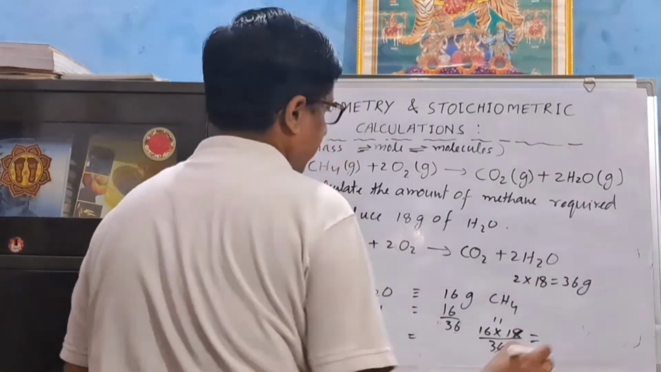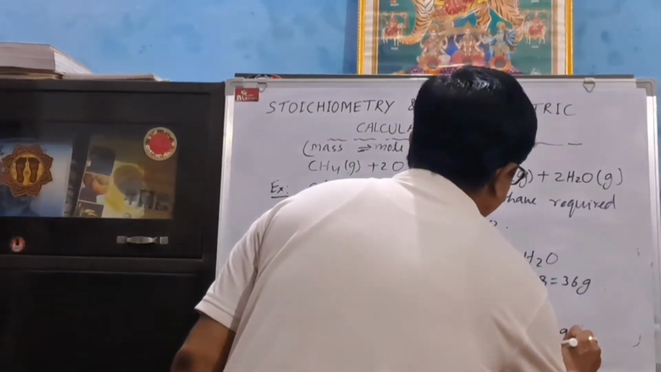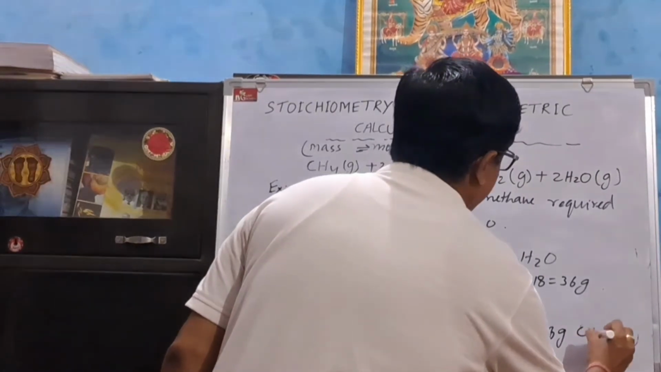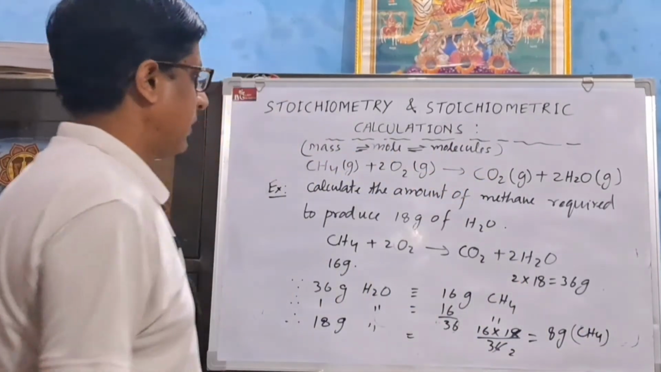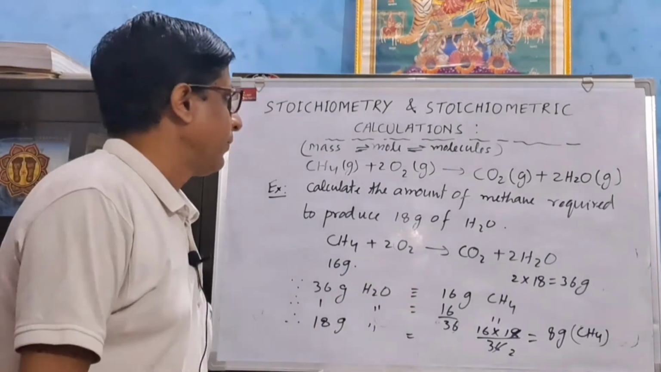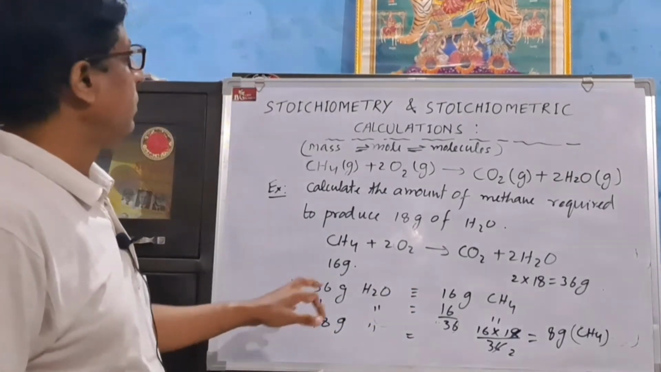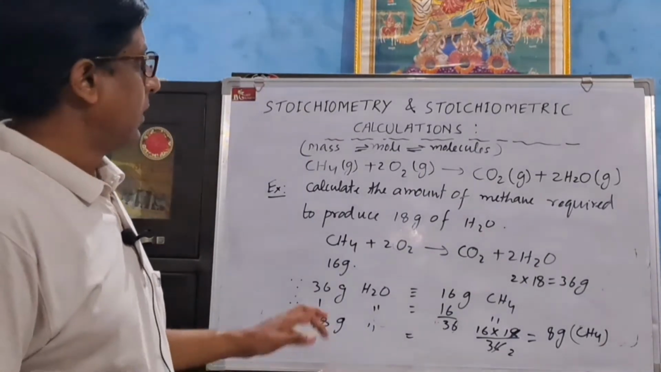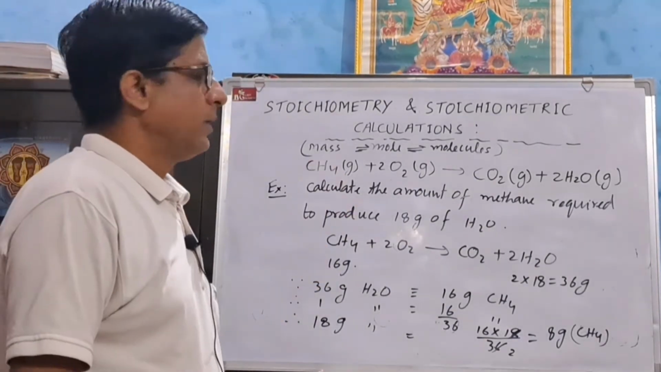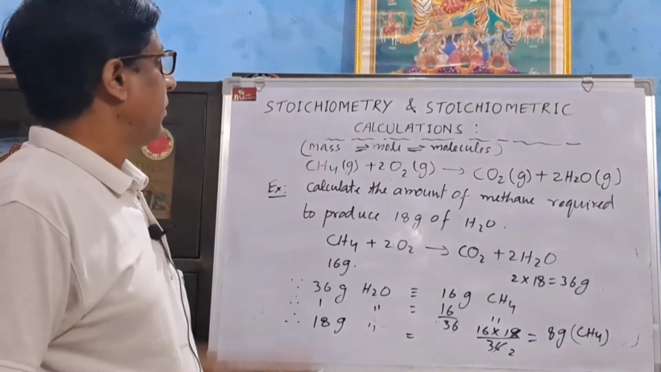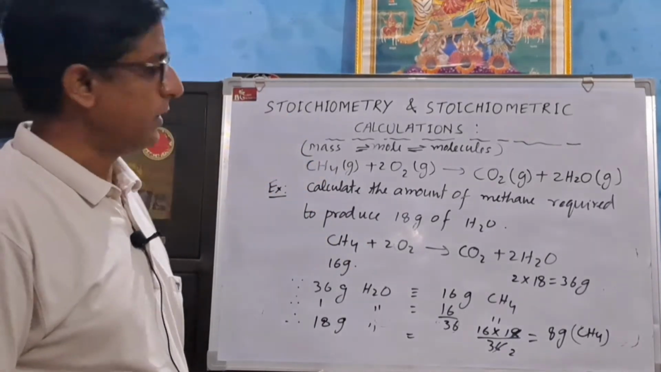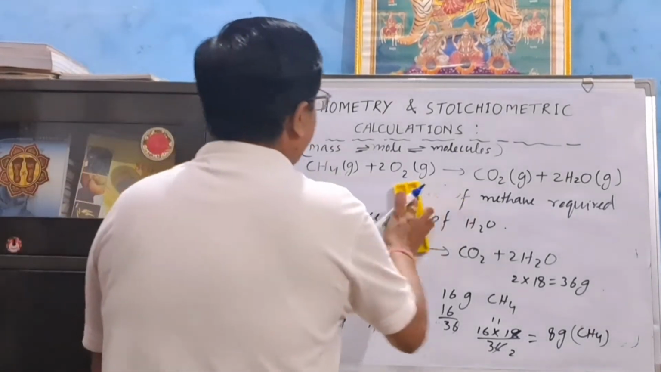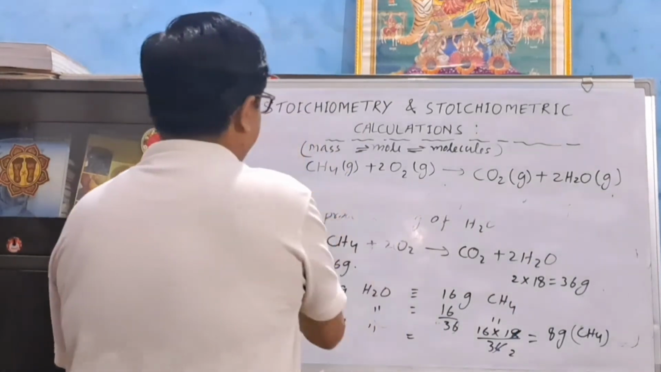After simplification, we get 8 gram CH4 methane. Thus, we see that 8 gram of methane will be required to produce 18 gram of water vapors. This calculation has been done on the basis of stoichiometry of this reaction. Let us take another example.